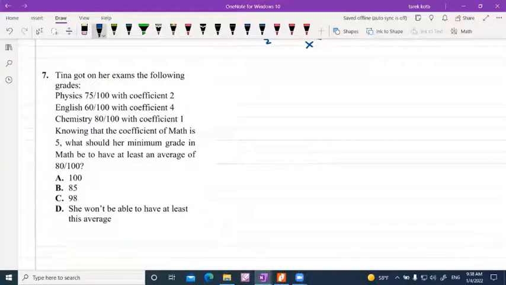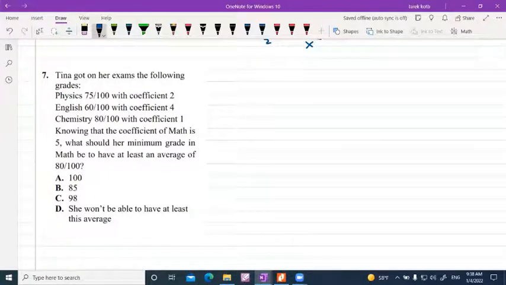Number 7. Tina got on her exams the following grades: physics 75 over 100 with coefficient 2, means multiplied by 2. English 60 over 100 with coefficient 4. Chemistry 80 over 100 with coefficient 1. Knowing that the coefficient of math is 5, what should her minimum grade in math be to have at least an average of 80 over 100?